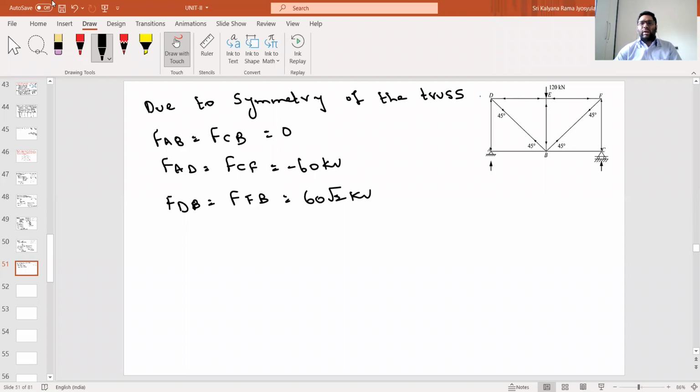So what do we need to do next? We need to take the unit load applied at a joint where we need to calculate the deflection. So that is what we need to do. Now see here. Second, remove the external load.